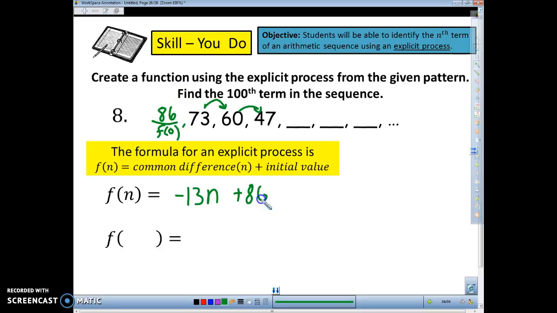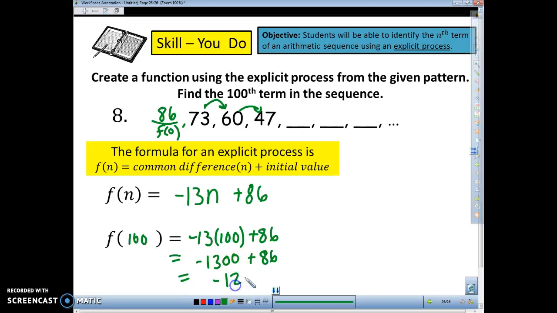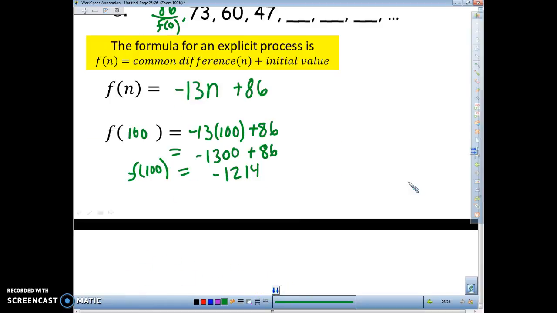So I add 86. Now, they want us to find the 100th term here. So I'm going to plug in 100 into my function. So negative 13 times 100 plus 86. This gives me negative 1300 plus 86, and this is equal to negative 1214. Okay, and that is f of 100.